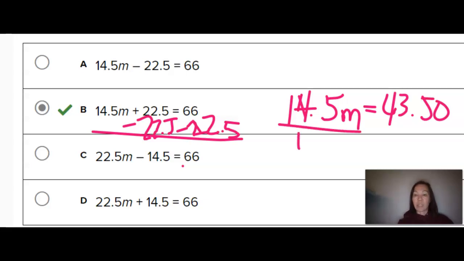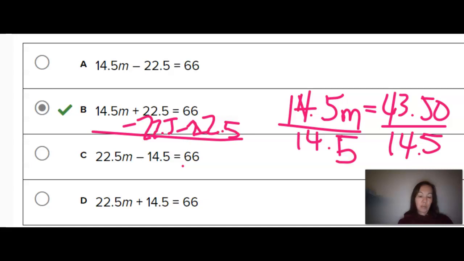And then divide both sides by 14.5. There we go, it's just slow. Okay, so 4350 divided by 14.5 is equal to 3, which means how many movies were they able to watch?